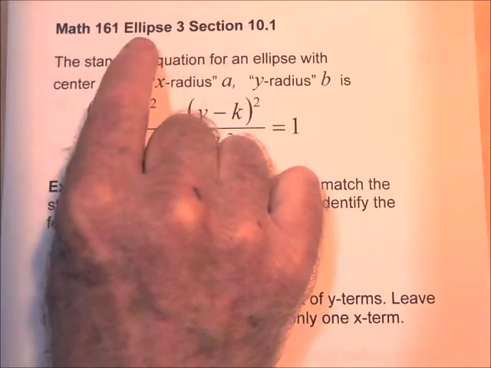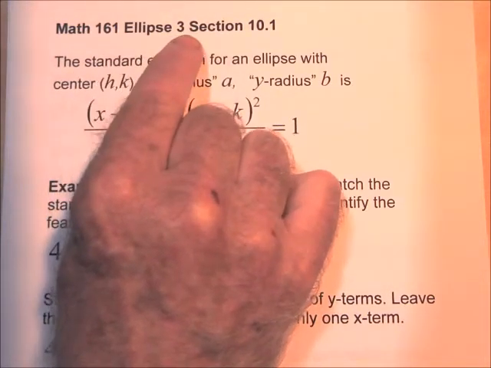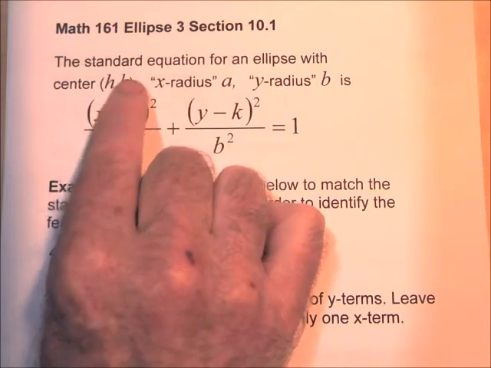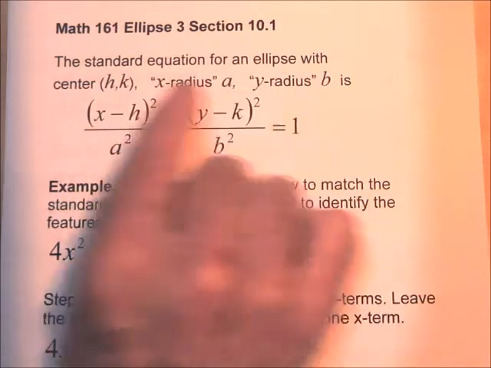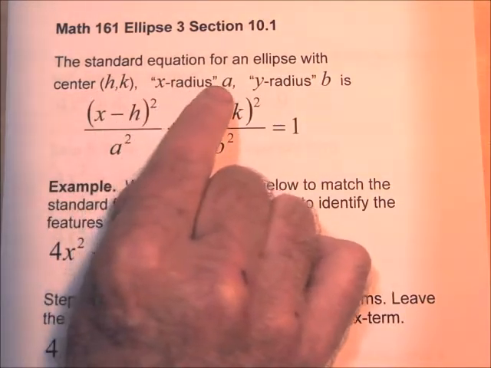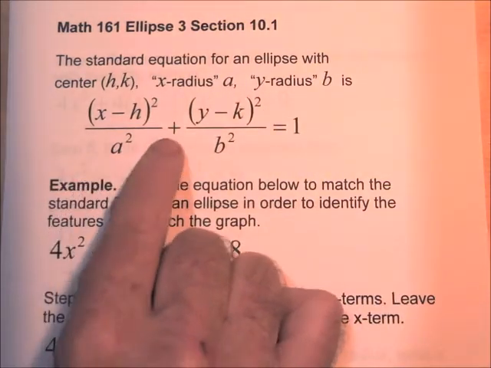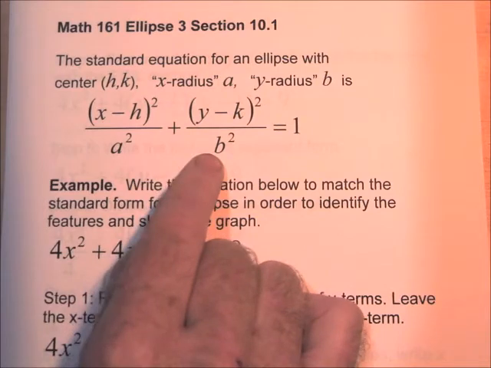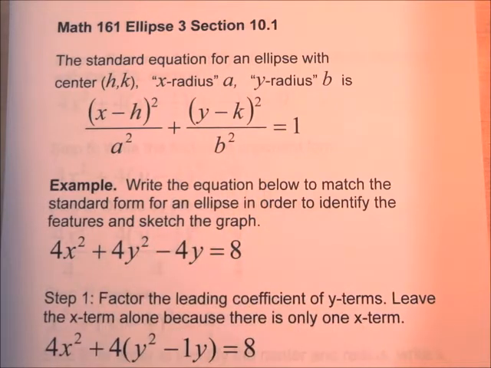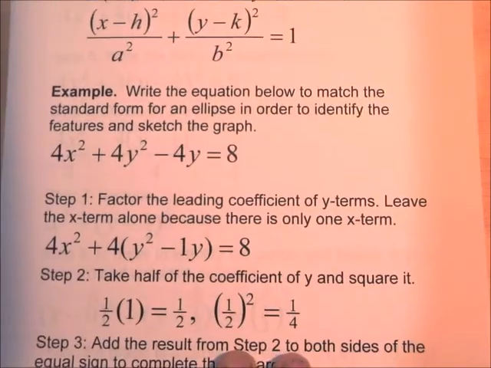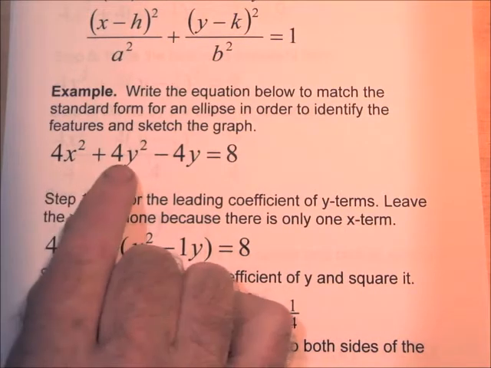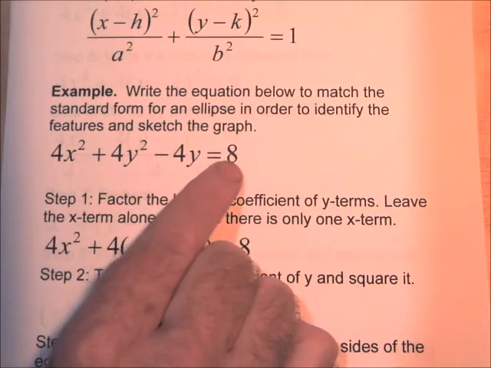Math 161, ellipse, third example of an ellipse. Again, the standard equation for an ellipse with center (h, k), x radius a, y radius b is (x minus h) quantity squared over a squared plus (y minus k) quantity squared over b squared equals 1. Here's another example. We have 4x squared plus 4y squared minus 4y equals 8.